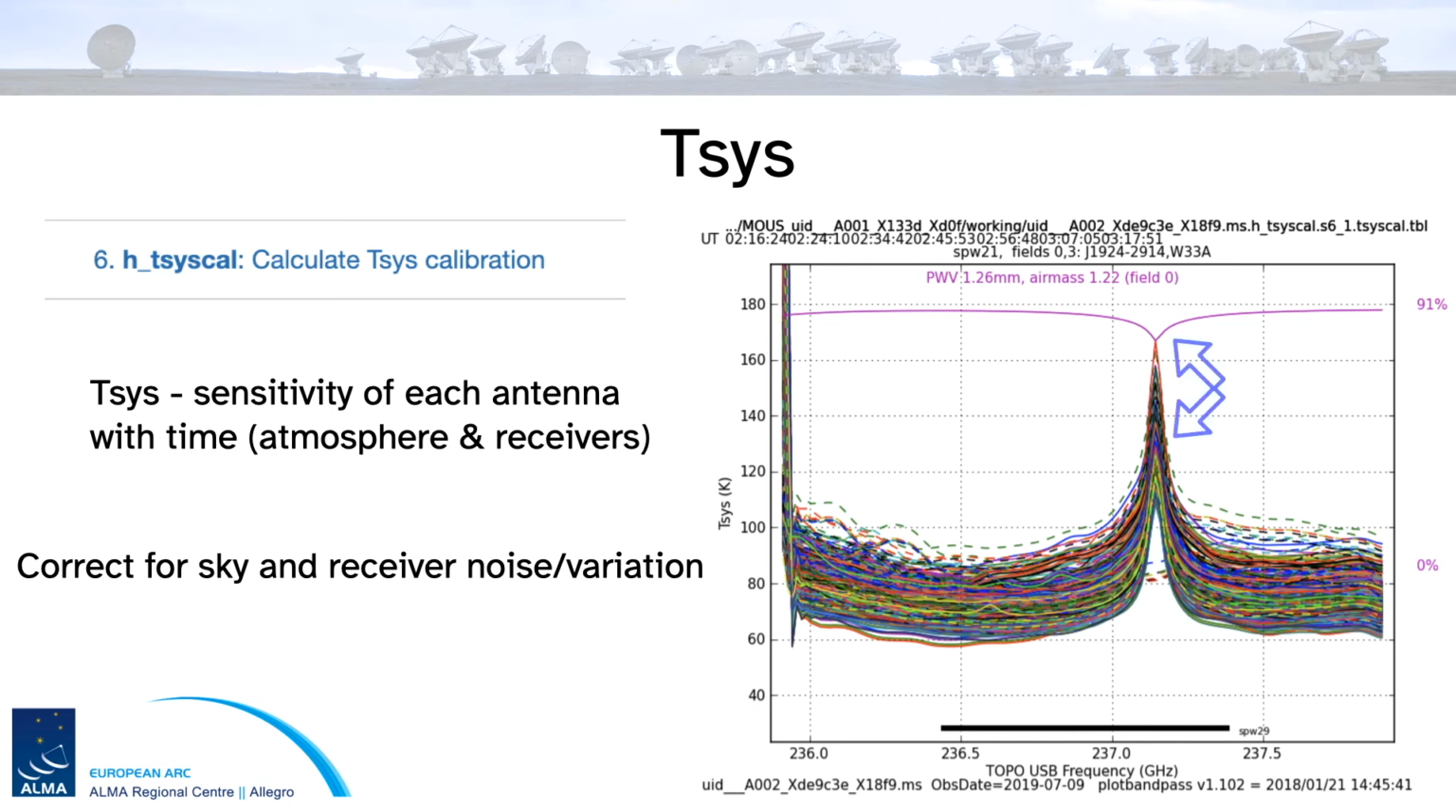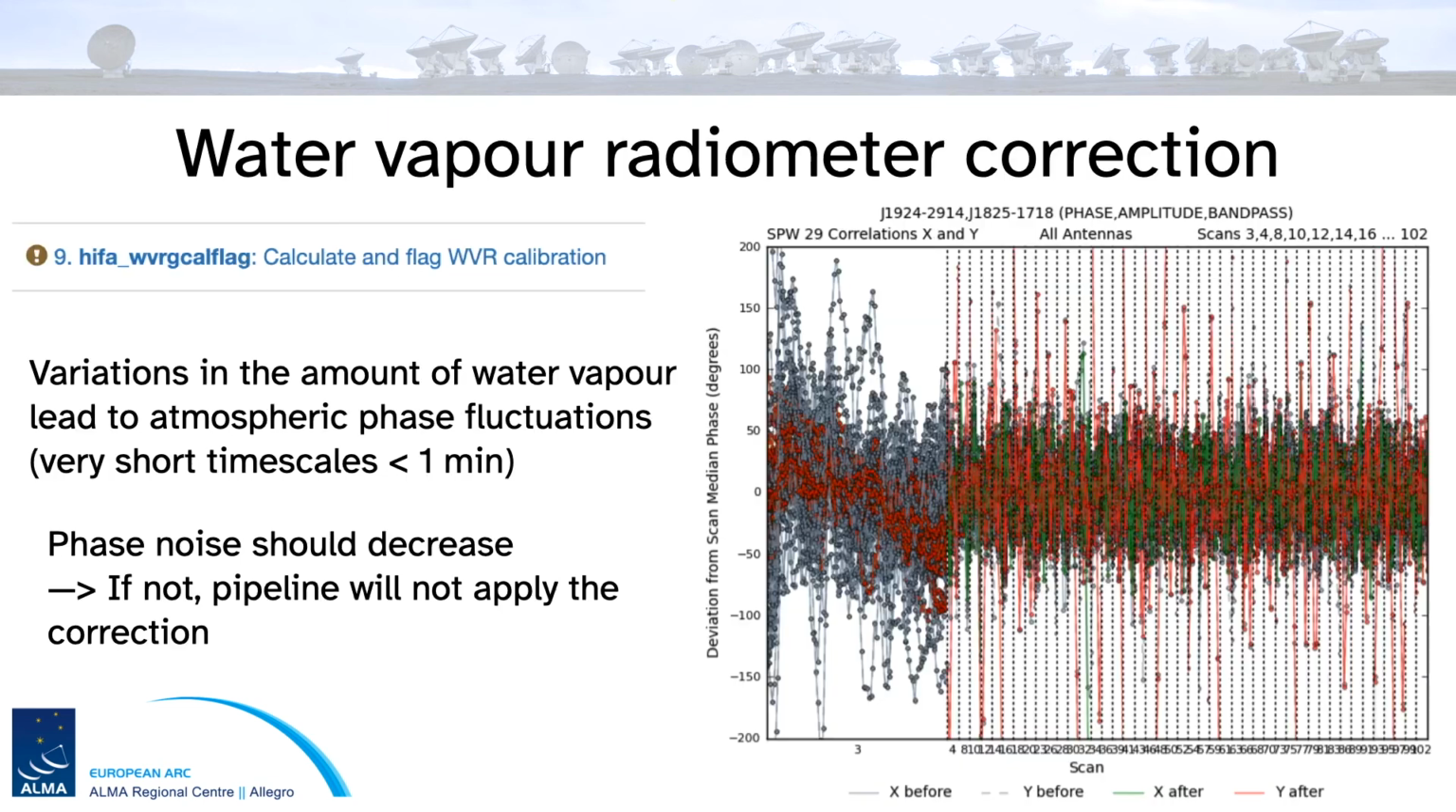There is a clear atmospheric line visible, which increases the system temperature at that frequency. The calibration corrects the amplitudes of all observed sources for the opacity of the atmosphere and these fake line features.